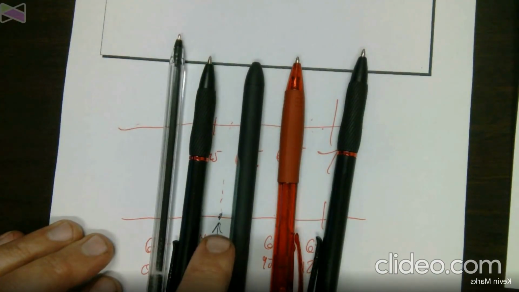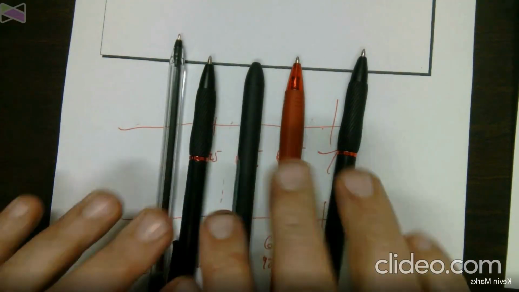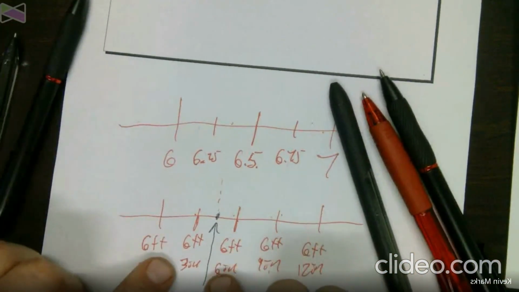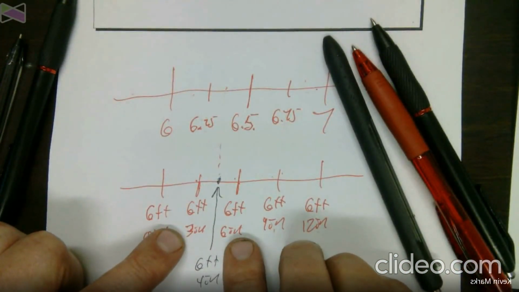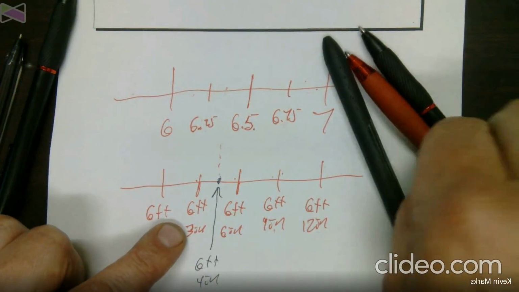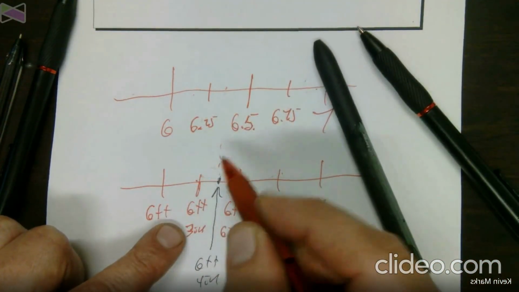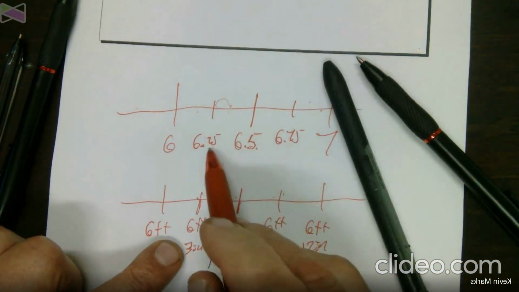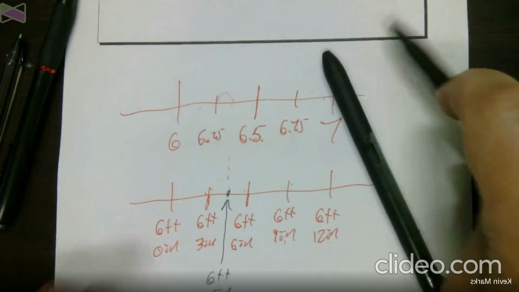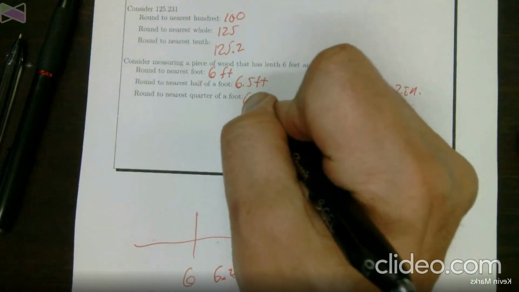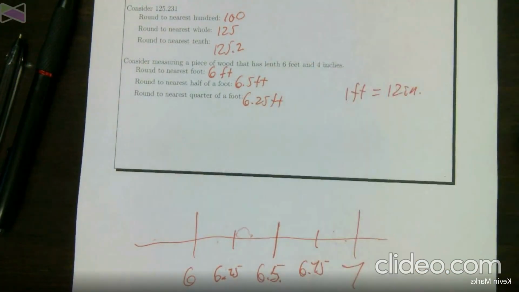But again, where is this? It's in here, right? It's getting closer to that one. So what is it closer to? Is it closer to 3 inches or 6? Well, 4 inches is closer to 3, so you're going to round it down to this one, which means you're really going to round it down to a quarter of a foot, right? So this would be closer to 6.25 feet, okay?